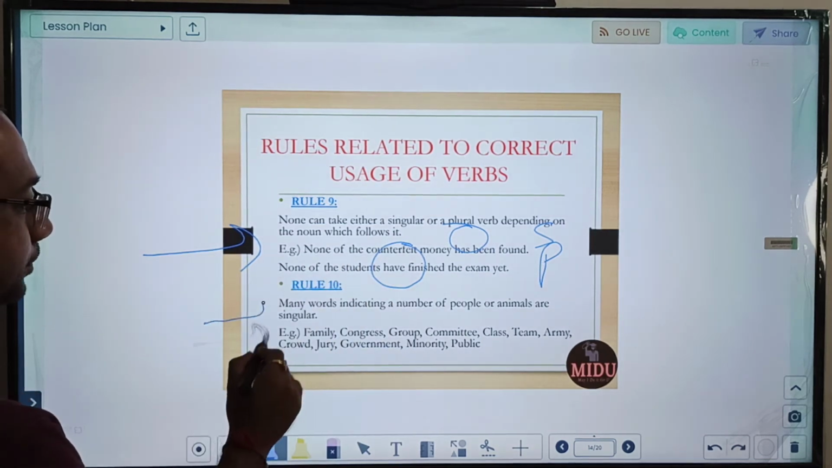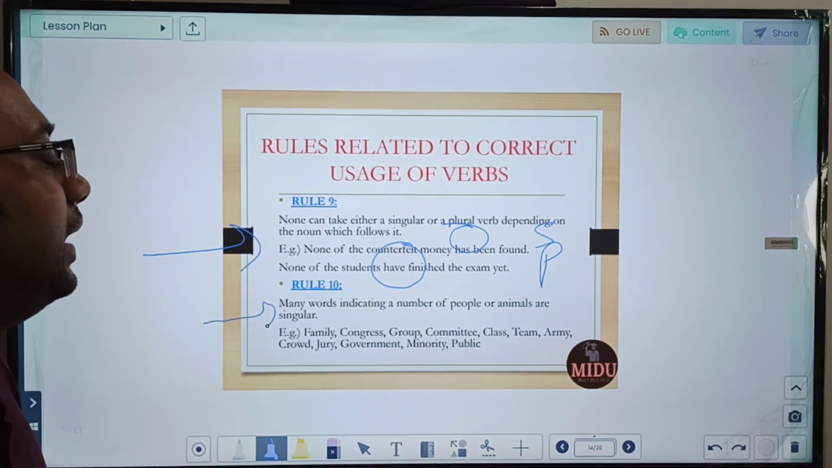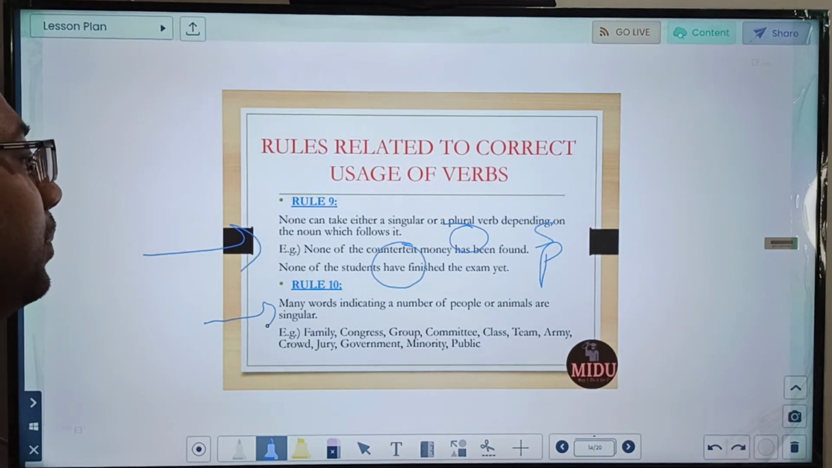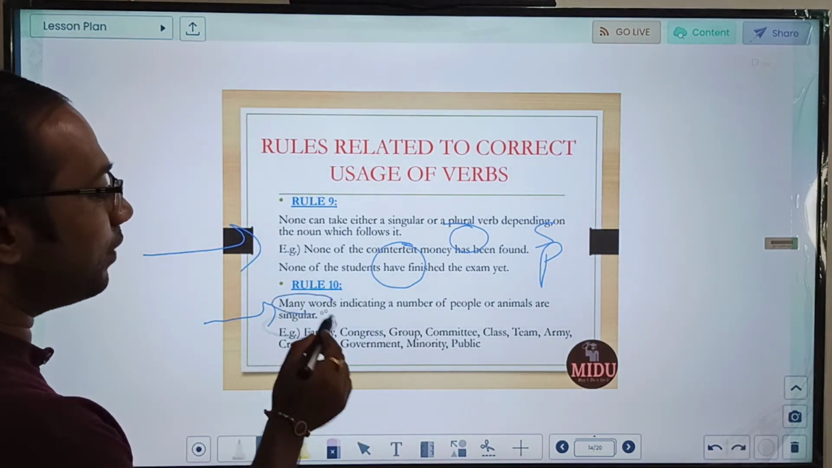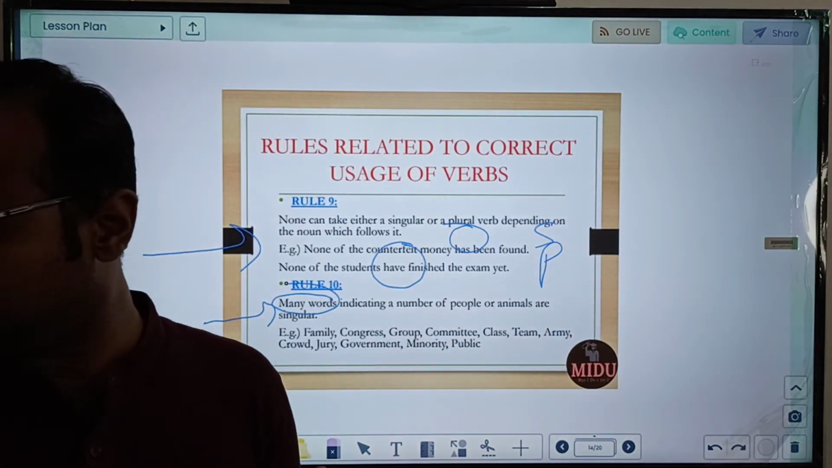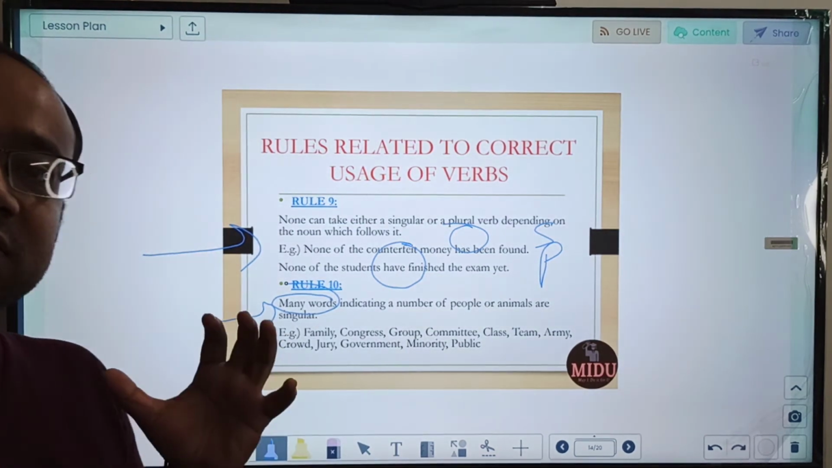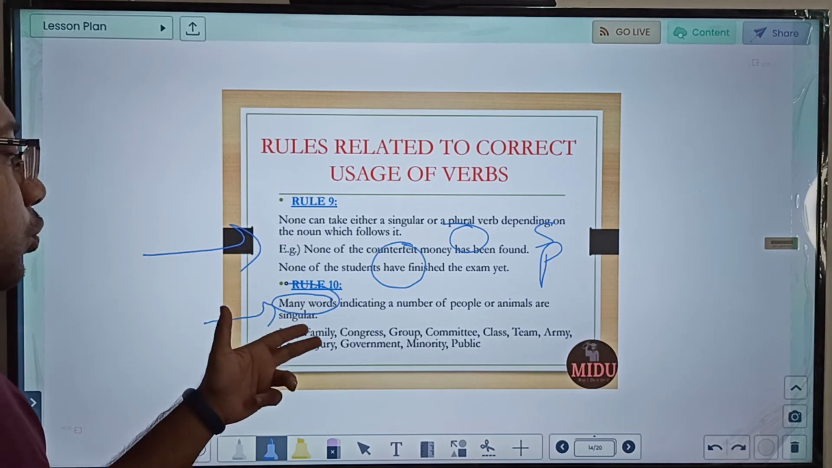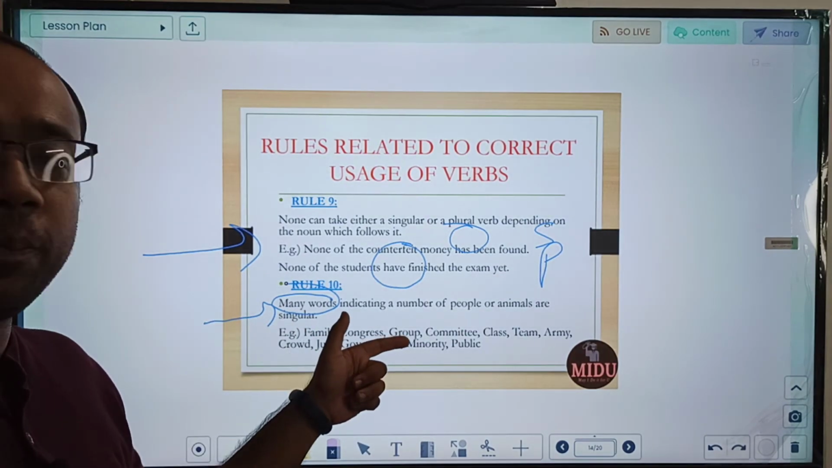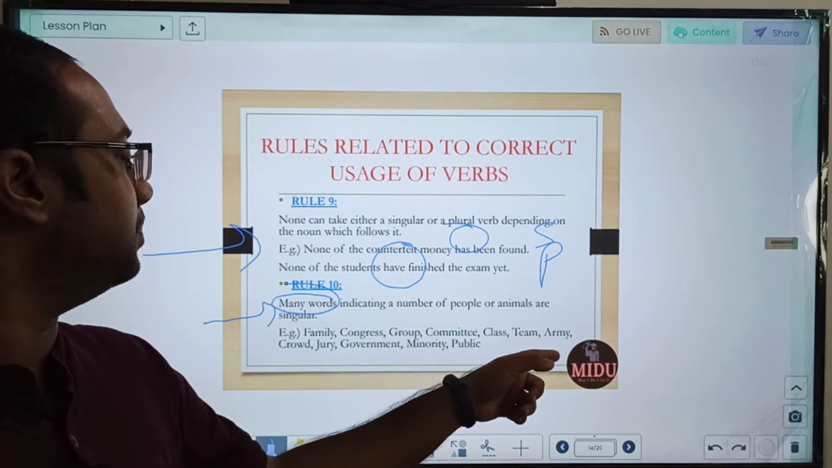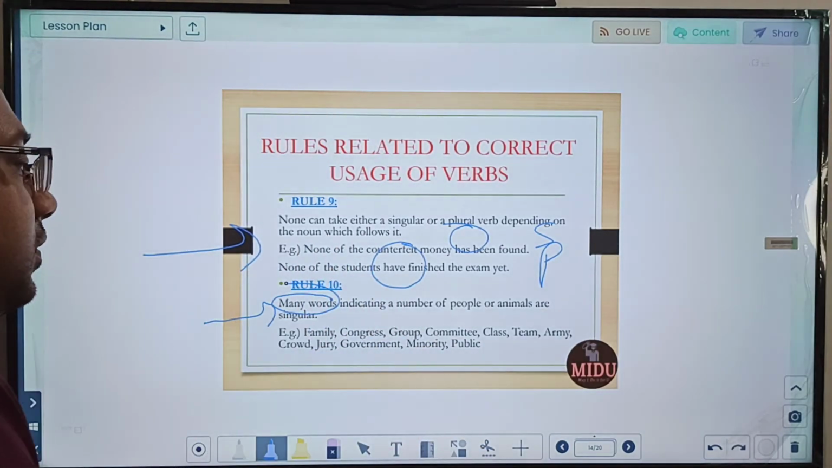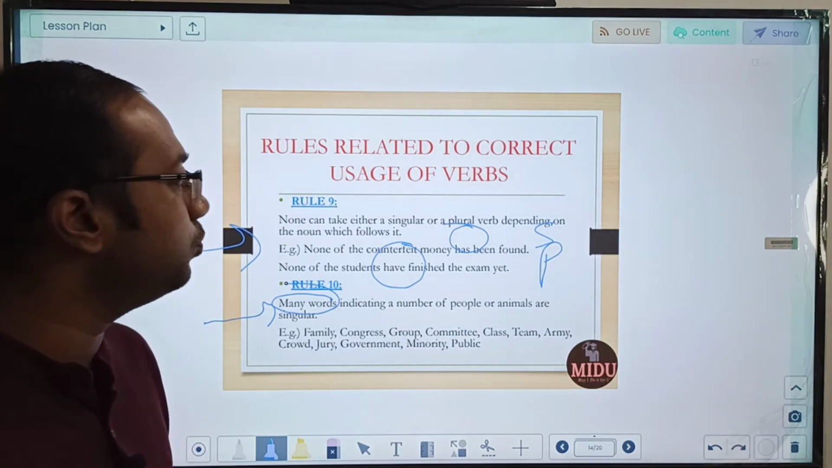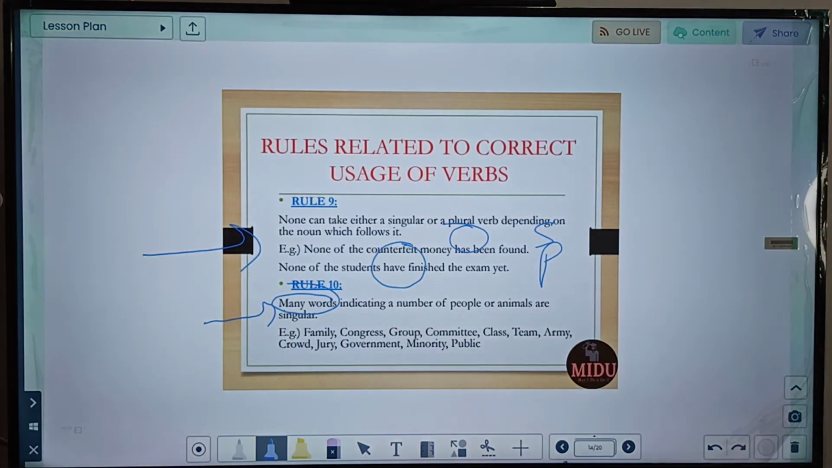Rule number 10: many words indicating a number of people or animals are singular. So some words are there which are always singular. Whenever we say family, family will have multiple members in it, but family as a whole takes a singular verb. So family, Congress, group, committee, class, team, army, crowd, jury, government, minority, public, all these basically take a singular verb. Let us move to the next rule.